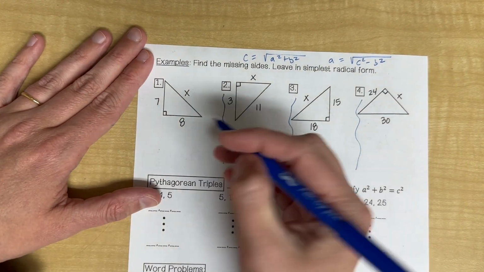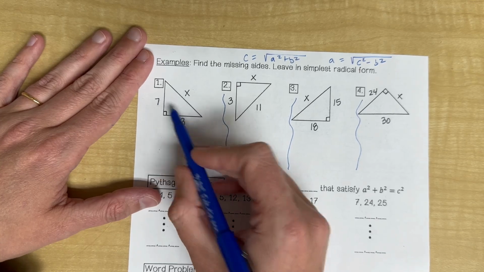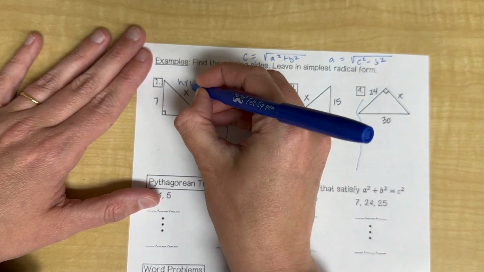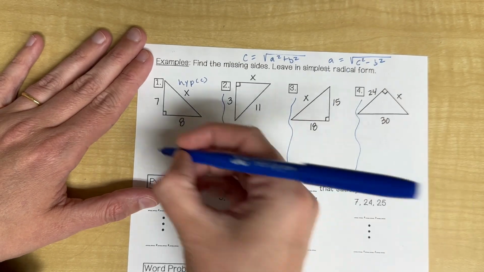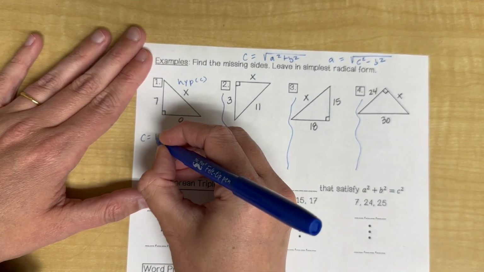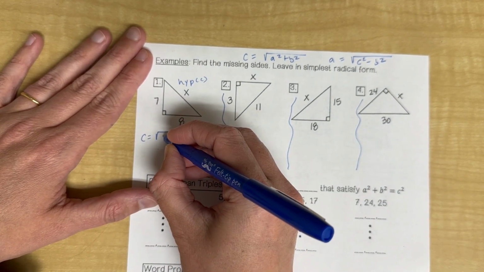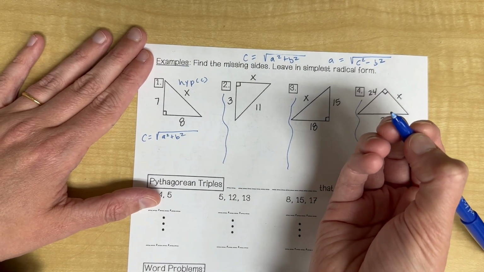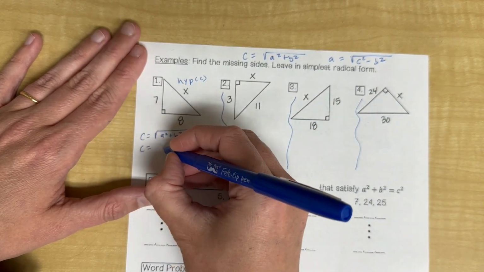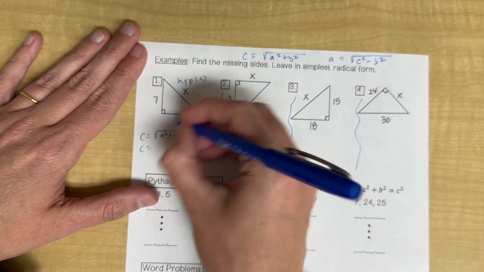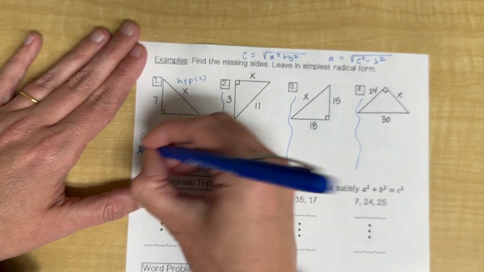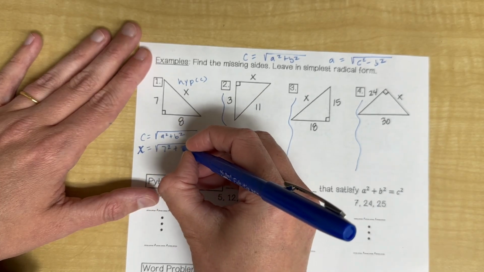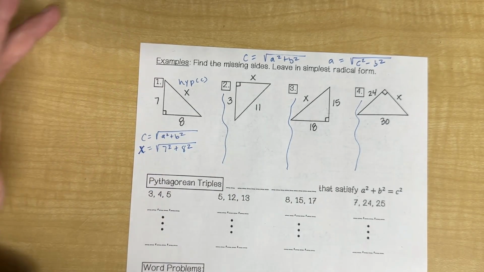Okay, so what do we have here? What are we looking for? A, B, or C? We are looking for the hypotenuse, okay? So we're looking for C. So C is equal to the square root of a squared plus b squared. So C is equal to, well, what's C? C is x, so I'm going to put an x here actually. So x is equal to the square root of 7 squared plus 8 squared.